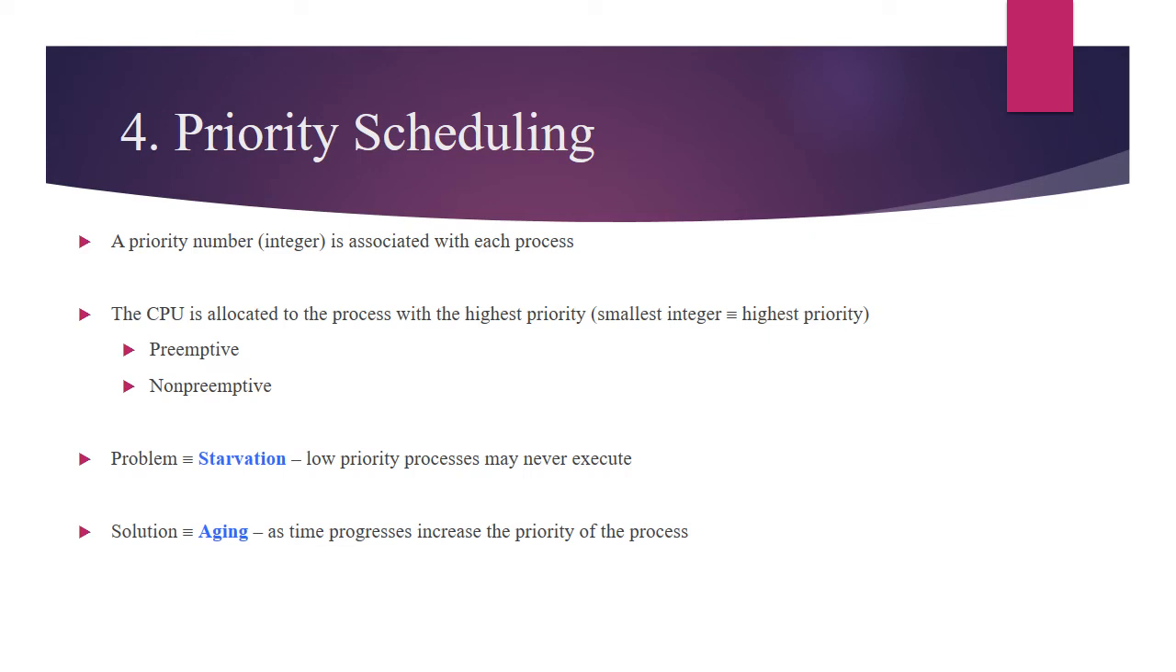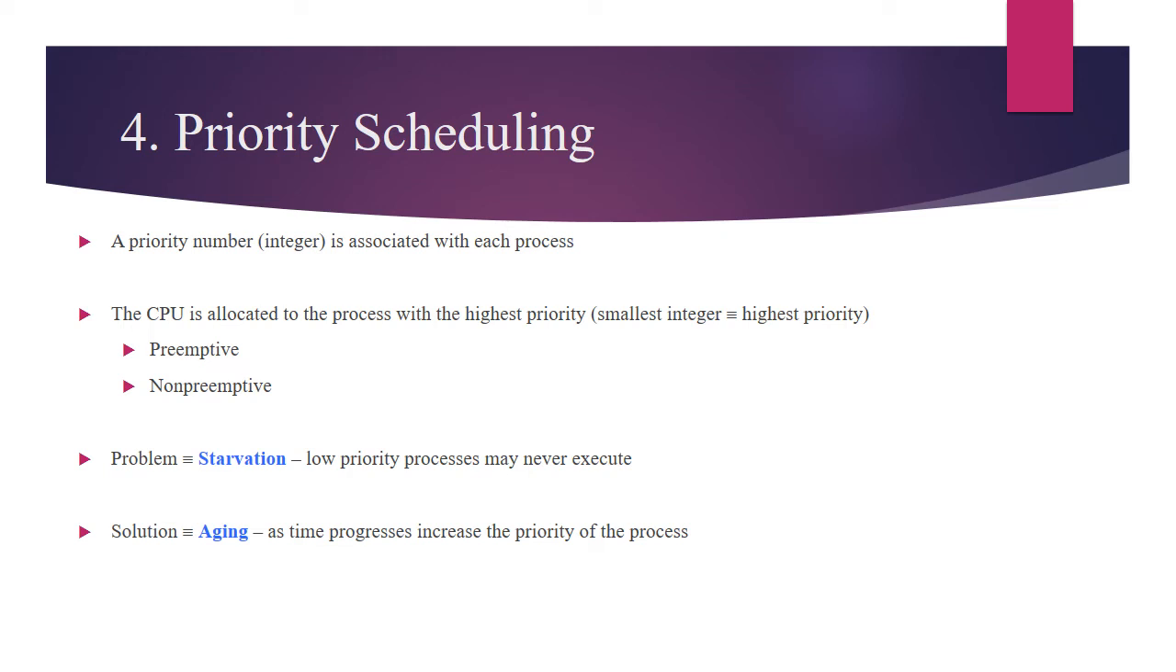It may be preemptive, it may be non-preemptive. It has a problem of starvation. It means a lower priority process may never execute. For example, a low priority process is waiting for the CPU. A process comes with a high priority, so the CPU will be allocated to the higher priority, then the next comes with higher priority again. So it may happen that the lower priority process will never execute.